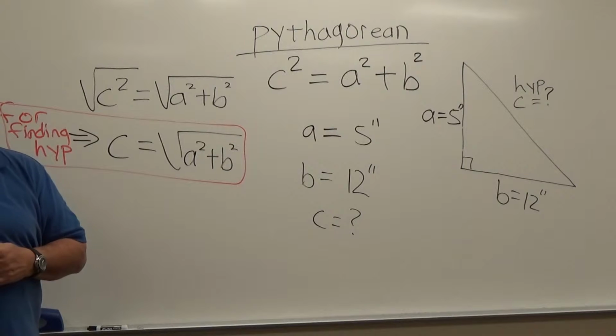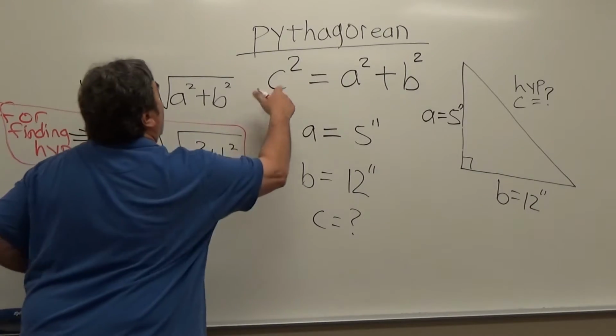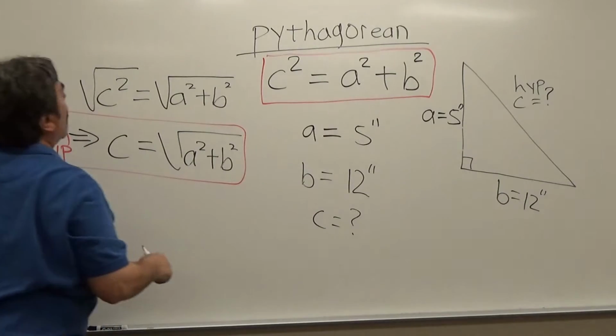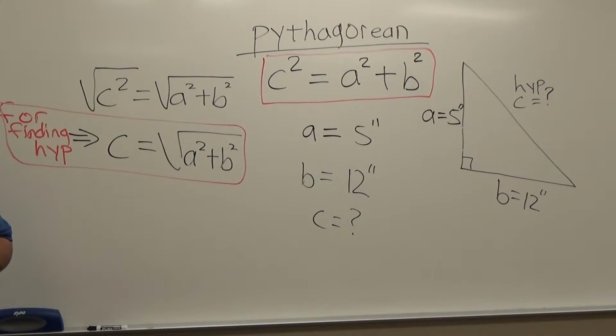We're going to use this form whenever they ask you for the hypotenuse, and whenever they ask you for one of the two legs, which we'll do an example of in just a few seconds, we're always going to use the original form right here. We're always going to use this top form whenever we're finding one of the legs.